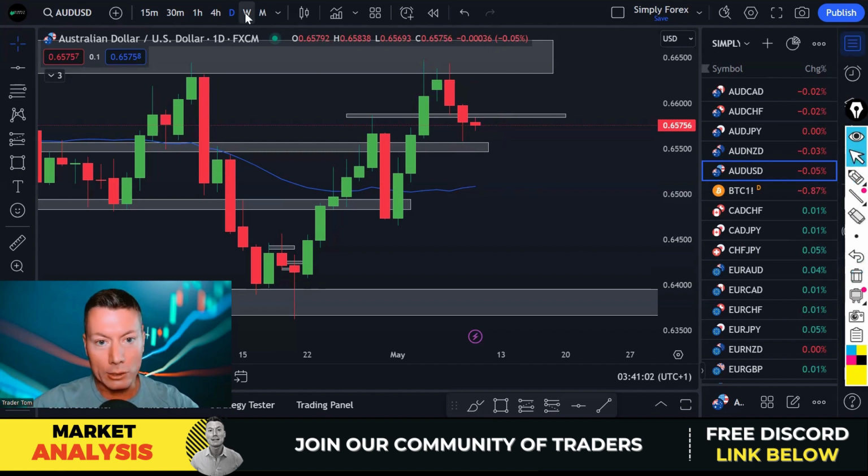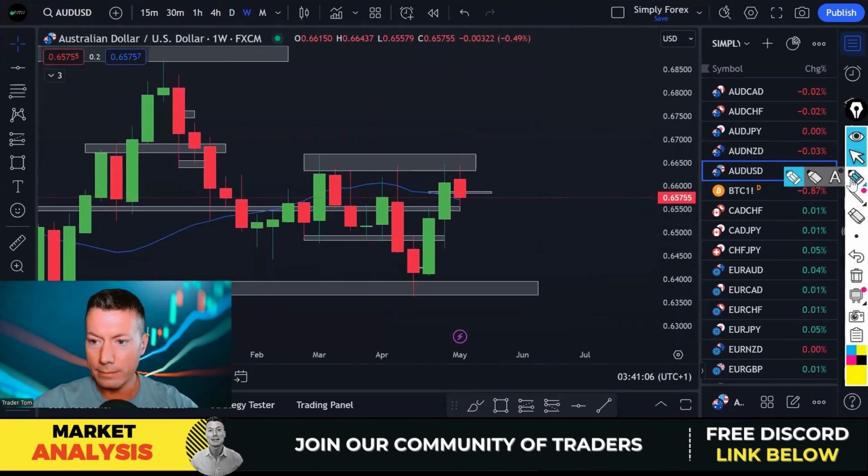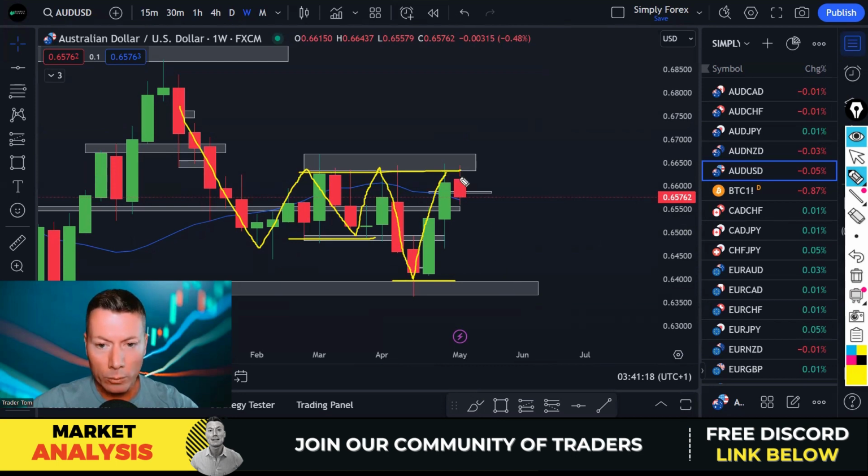If we look at the weekly chart, we are in a downtrend at these last highs. We are getting lower lows, and these highs are holding. We're even getting a reasonably bearish reaction so far on the weekly chart. So on the weekly chart, this is a really good area for selling.